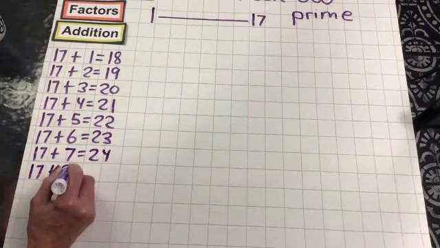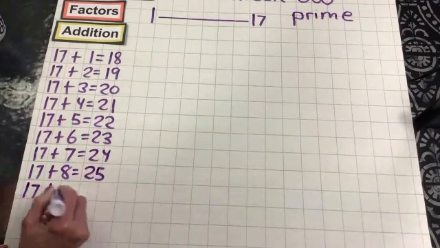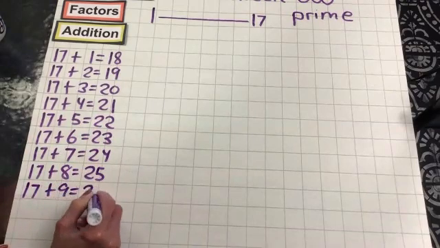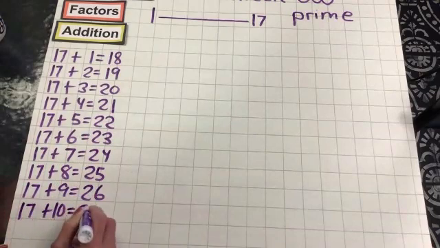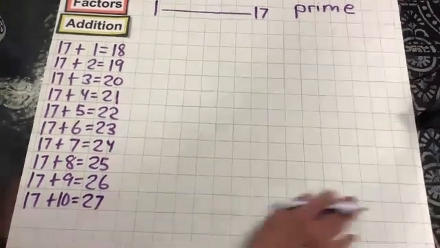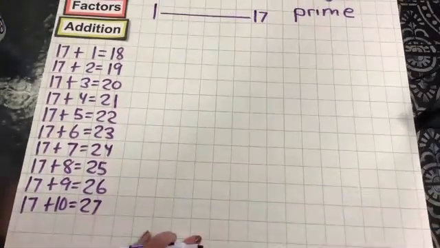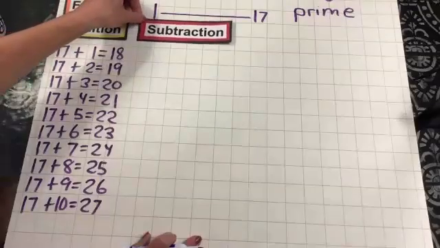17 plus 8 equals 25. 17 plus 9 equals 26. And 17 plus 10 equals 27. All right, so hopefully you have those all down and looking good. Let's move on to subtraction. Remember, subtraction is addition backwards.